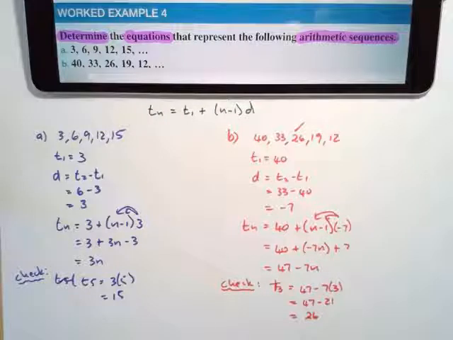I will now quickly show you on the next video how to do this by using your graphics calculator.